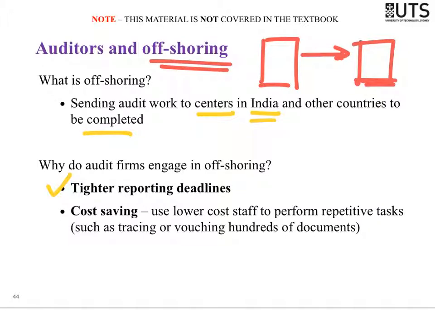But probably the key reason is that it's a cost-saving measure. Usually these offshored branches are located in countries that have a lower labour cost associated with them, okay? So that's essentially the two main reasons why we do it. It's lower cost staff, and they can perform repetitive tasks, for example, tracing and vouching.